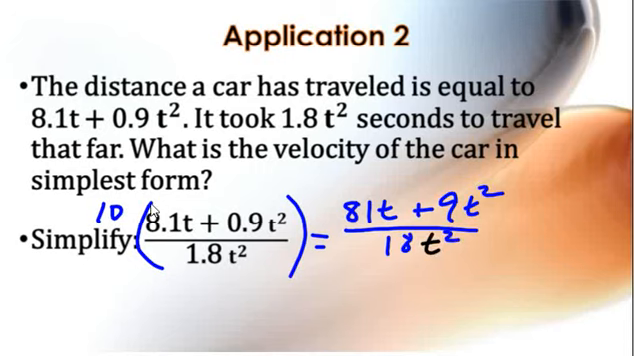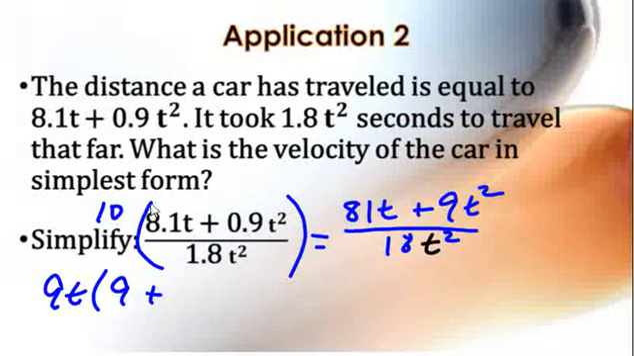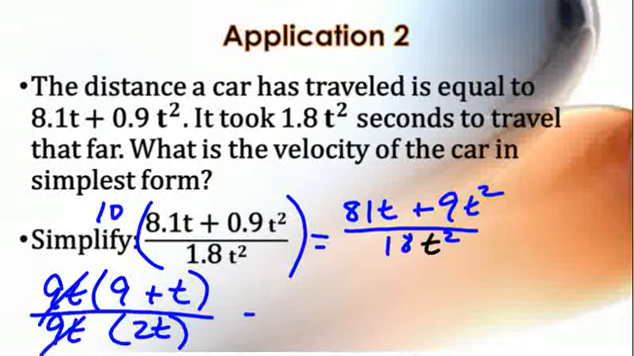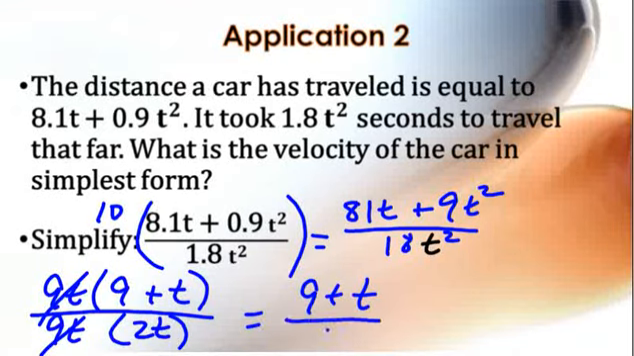Now this might make it a little bit easier for you to find the common factors. I can take a 9t out in the numerator. That leaves me with 9 plus t divided by, I can take a 9t out in the denominator. That leaves me with 2t left over. The 9t's cancel out. You're left with 9 plus t over 2t. And t just cannot equal 0.